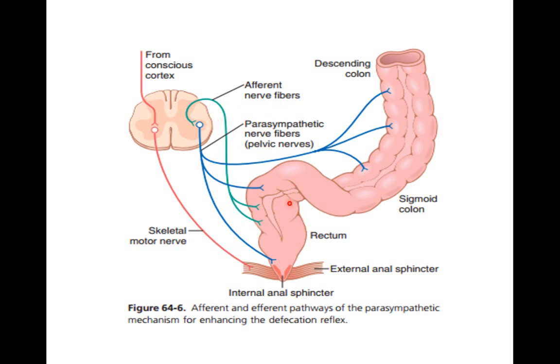However, when content enters the rectum, there is an internal reflex or parasympathetic reflex. Immediately, motor nerves project impulses to some parts of the colon and to the internal anal sphincter. The internal anal sphincter results in relaxation, but not the external anal sphincter, no relaxation.